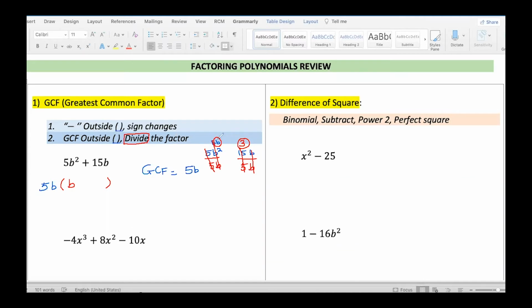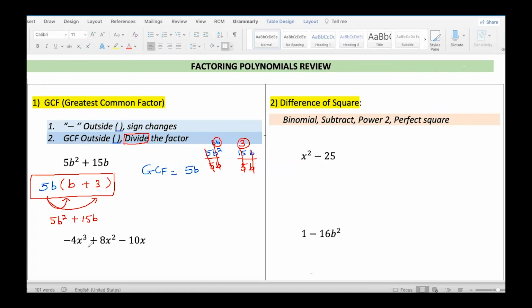You don't always have to do this, but I just want to show you so you can see. So right here is my final answer. If I want to check my work, I can always multiply back by distributing to see 5b times b is 5b squared. So that's one way for you to check. And then 5b times 3, boom, so plus 15b. So the method we just did, we call the greatest common factor.